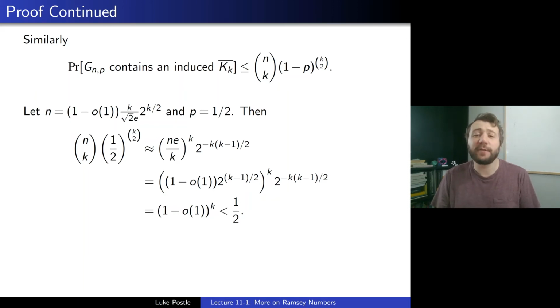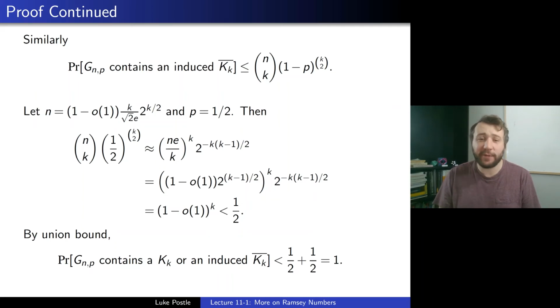And so if we choose o(1) to be large enough, something like 1 over k, you'll get this being at most 1 over e, and that's at most a half. So this would show that, if we choose n correctly, the probability you contain a K_k is at most a half, but the probability you contain an induced K_k complement is also at most a half and strictly less. So if you union bound and sum the two, you find the probability of either is strictly less than 1.